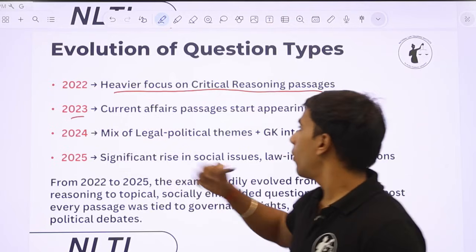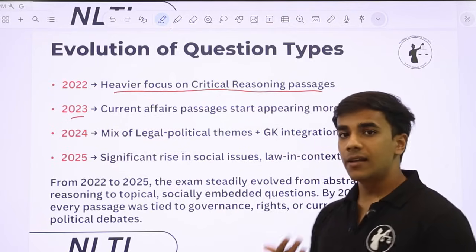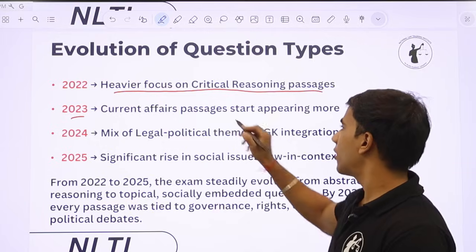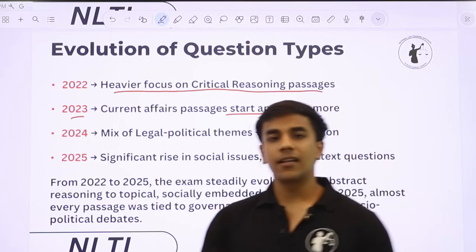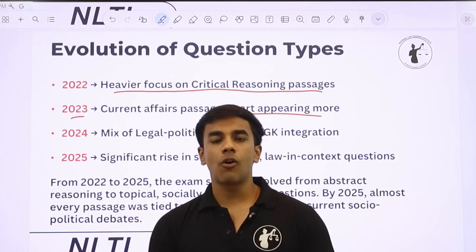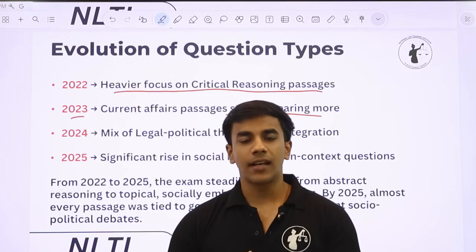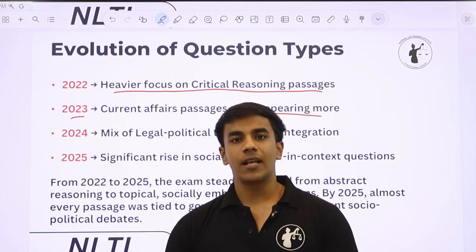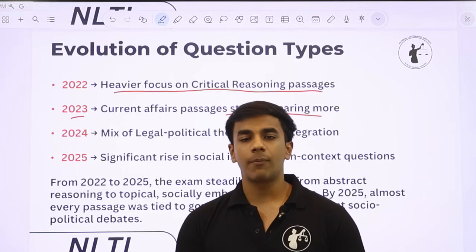Now 23 में क्या हुआ? The passages became more contemporary, relevant, topical and based on current affairs. तो जो passages आने लगे, that was less very core critical reasoning but more of GK कि अभी recently क्या हुआ. So there is a particular passage, let's say, and now there will be questions following that passage.